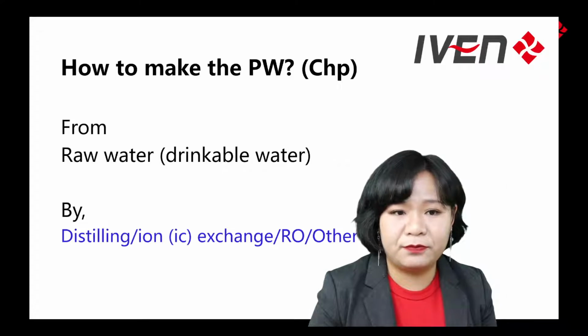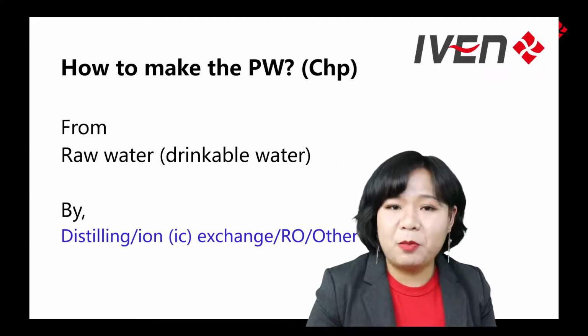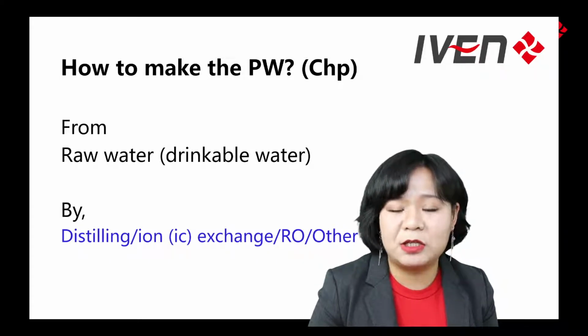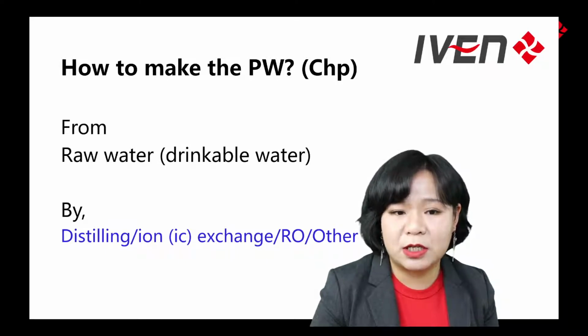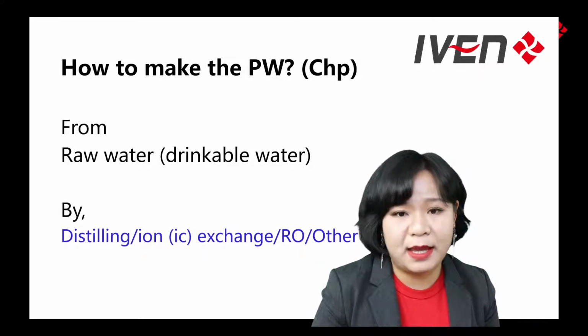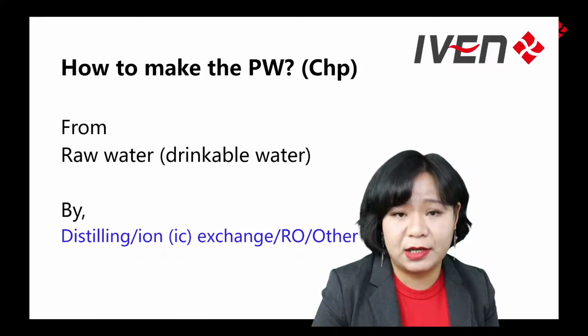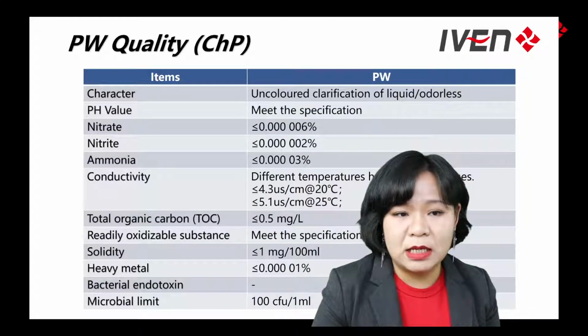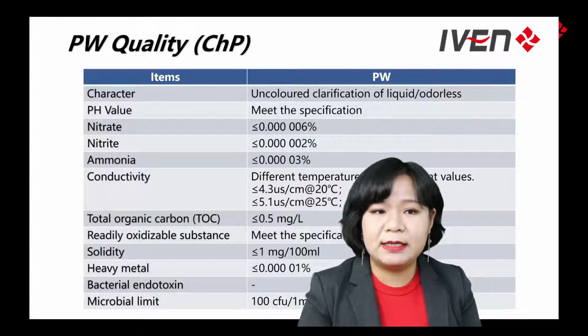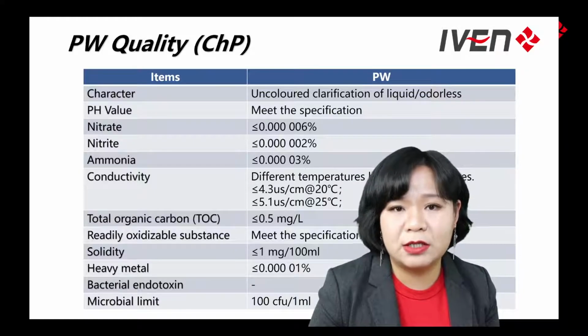So let's go back to WFI and PW. You may wonder how to make the PW. According to the CHP, the PW is produced from raw water, that's drinkable water. And how to make it? It's by distilling, or ion exchange, and also RO and others. As you can see, this is the PW quality according to the CHP.